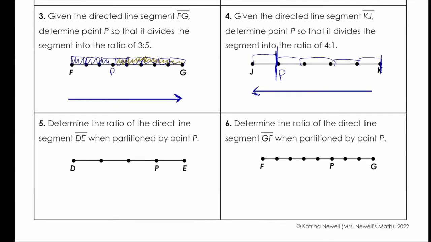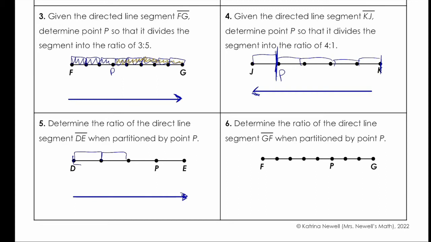Okay, so now they did provide us with point P. So segment DE, order matters, so we're going to the right. The ratio to the direct line of P. So how many segments are from D to P? How many segments are from P to E? One segment from P to E.